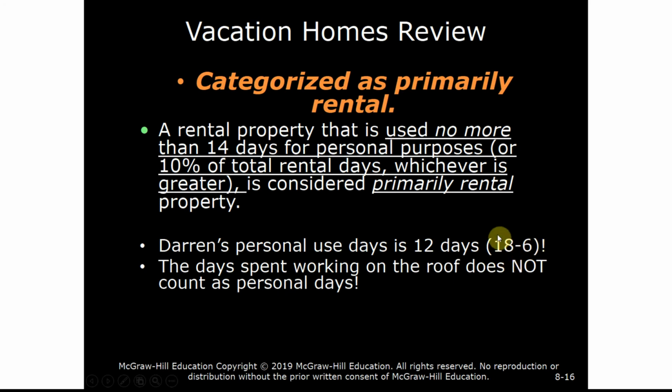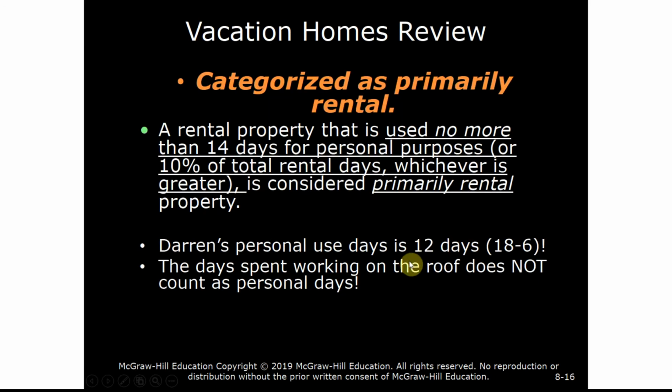So as we said earlier, if you repair the vacation property, and you rent it out for part of the year, then those days spent repairing are not considered personal. Therefore, the personal days in this case would be the total of 18 used for personal, minus 6 days of those which are used to repair the property. We don't count those as personal use. Therefore, the personal use for Darren was only 12 days. And since 12 is less than the greater of 10% of rental days, or 14 days in this case, this property is primarily rental.